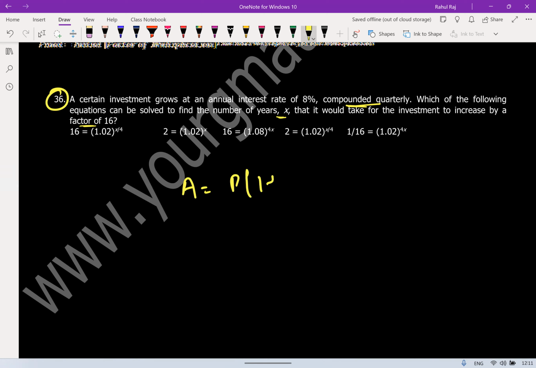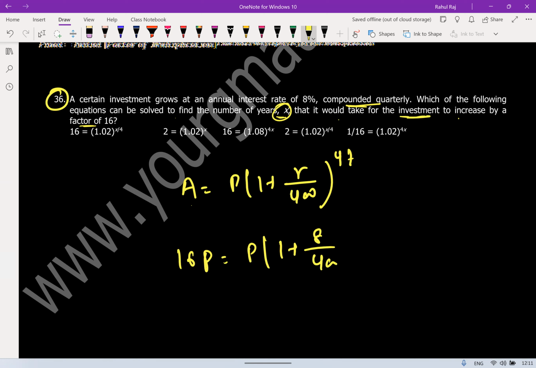P into 1 plus R by 400 to the power 4t. So it says which of the following equations can be solved to find the number of years x that it would take for the investment to increase by a factor of 16? So A becomes 16P, if P is the principal amount, 1 plus R is what? 8 by 400 to the power 4x. I have to just find this equation.